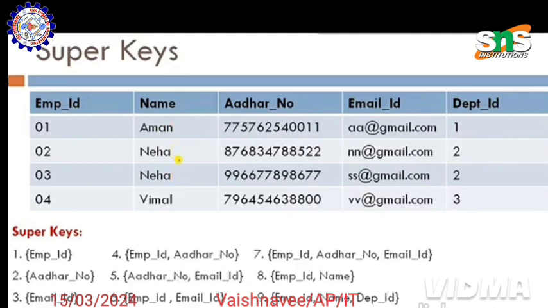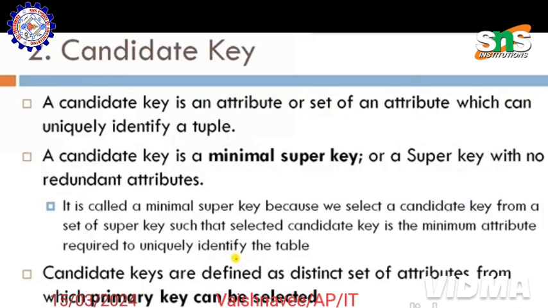Now let us see about the candidate key. A candidate key is an attribute or set of attributes which can uniquely identify a tuple. Like a super key, the candidate key is also used to identify uniquely, but it has a set of attributes. A candidate key is a minimal super key or a super key with no redundant attributes. The attributes will not be redundant, that is, the attributes will not be repeated. It is called a minimal super key because we select a candidate key from a set of super keys such that the selected candidate key is the minimum attribute required to uniquely identify the table.